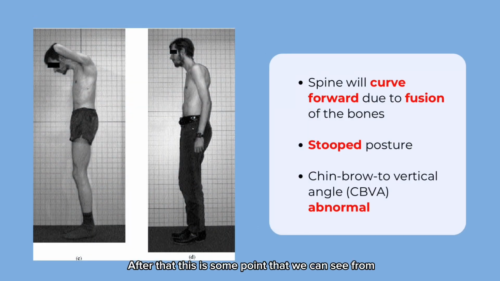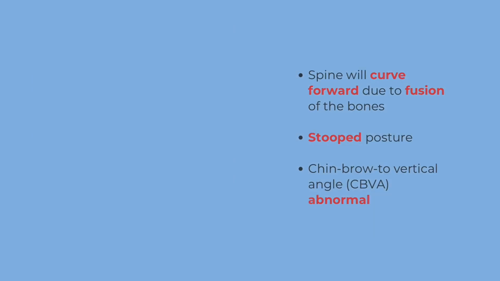After that, these are some points that we can see from the patient itself. The first one, the spine will curve forward, or have kyphosis, due to the fusion of the bones. Next, the posture of the patient's body will be stooped over, and lastly, the CBVA or chin brow to vertical angle will be more than or equal to 30 degrees, which is abnormal.